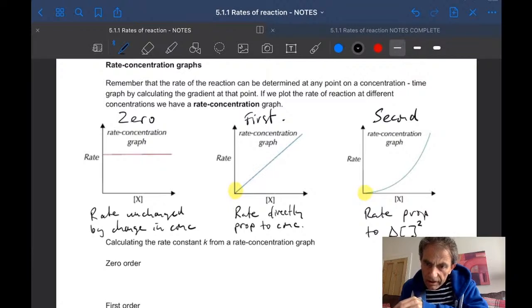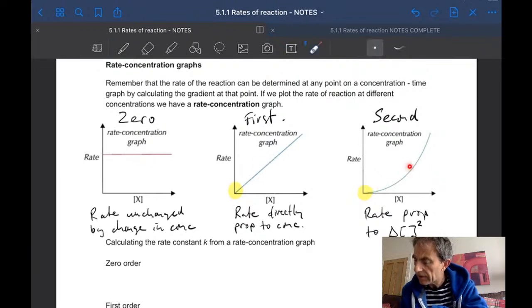It's the concentration-time graph you don't need to know. You need to know all of these. You need to know these three profiles of graphs. Okay, so rate, concentration, you need to know all three.